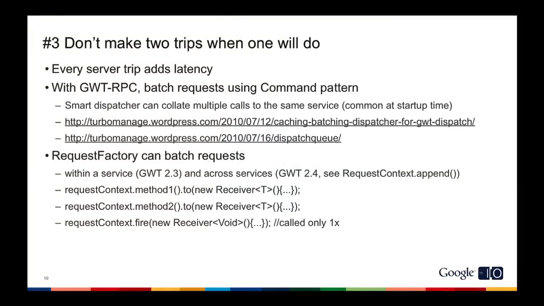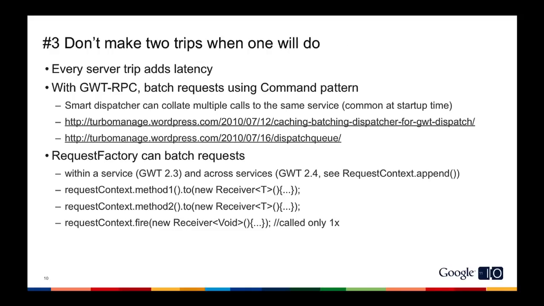Okay, number 3, don't make 2 trips when one will do. What we're talking about here is batching of calls to the server. So with GWT you can do this using the command pattern, and there's lots of frameworks out there for that. GWT dispatch, actually there's a few frameworks for that, but GWT dispatch is one that's been very popular. Lets you send nouns or commands to the server rather than having to call service methods directly. And by doing that, you can queue up your commands and then send them all at once to the server. And I've written a couple articles on my blog about using GWT dispatch to do that.